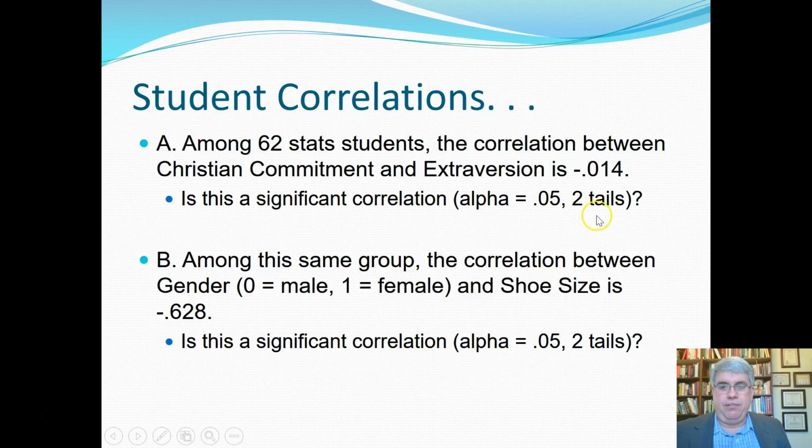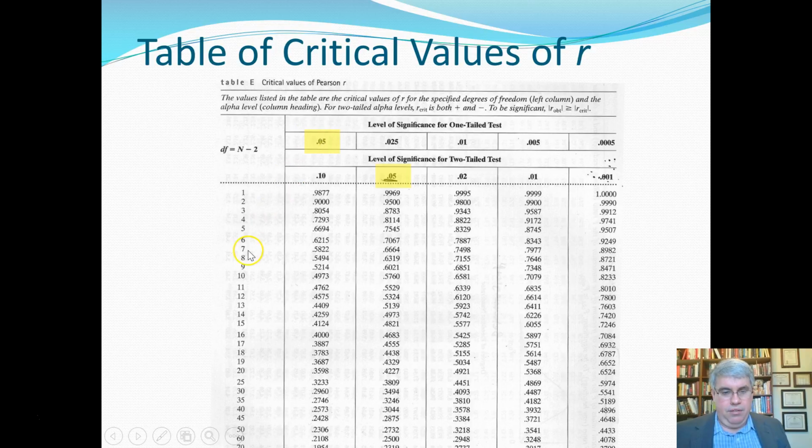So what we need to do is, we've got a two-tailed test here. Alpha equals 0.05. That means we can be wrong 5% of the time, and we need to communicate that we know we can be wrong 5% of the time. We have 62 students, so the degrees of freedom, n minus 2, would be 60. So let's find what the critical R is for 60 degrees of freedom with a two-tailed test and alpha 0.05. Going down here, we've got 60 down at the bottom, and with alpha equals 0.05 two-tailed, we need to have a correlation of 0.250 for it to be significant.